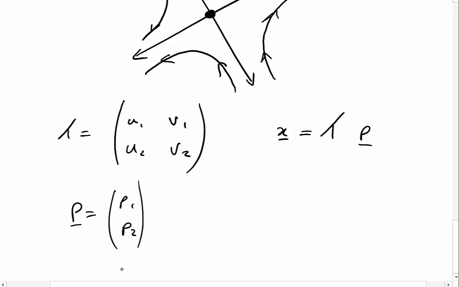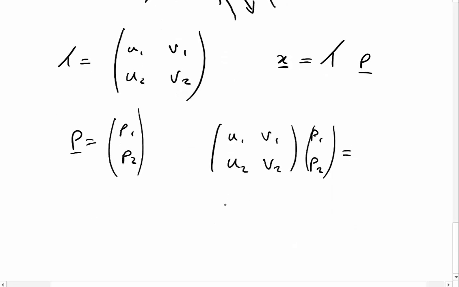Now if I multiply T by p, what do I end up with? u1, v1, u2, v2 times p1, p2. I multiply this out. What do I end up with? I end up with p1 u1 plus p2 v1, and then I end up with p2 u2. Is that not p1?